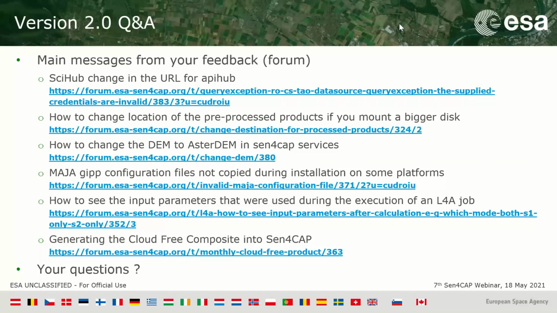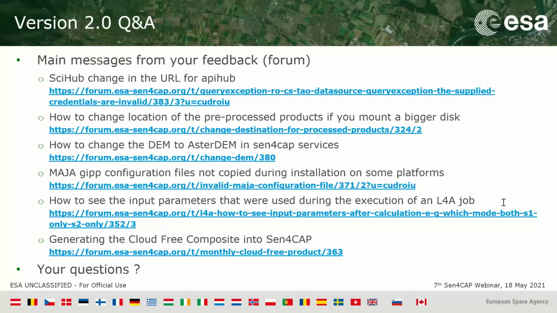Another topic that might be interesting for users that are working with sites in the northern part of Europe, above the 60 degrees latitude, is how to change the DEM from SRTM to ASTER DEM. This topic is also described in the software user manual, but you can find more details and the issues that other users encountered.